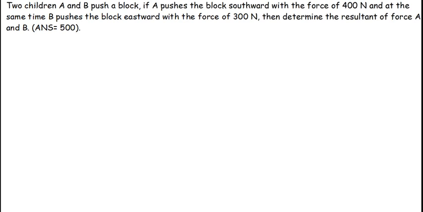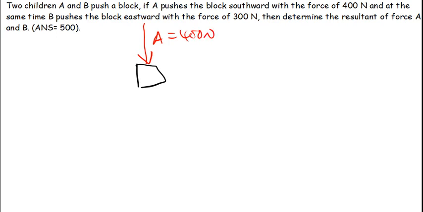A block. So let's say here is our block. Okay, this is my block. They're saying that if A pushes the block southward, meaning this person is pushing this block southward, going toward the negative y axis, that is A. So this has got 400 Newton. Then B pushes eastward. Eastward is going that direction, which is 300 Newton.